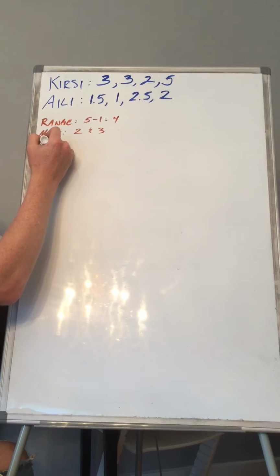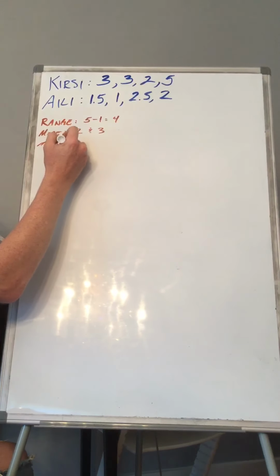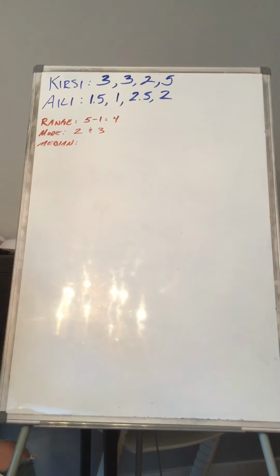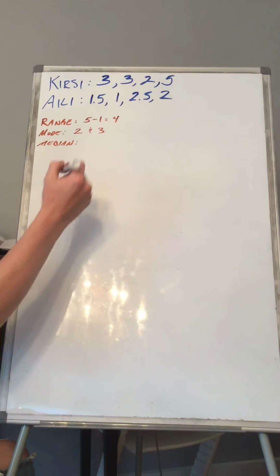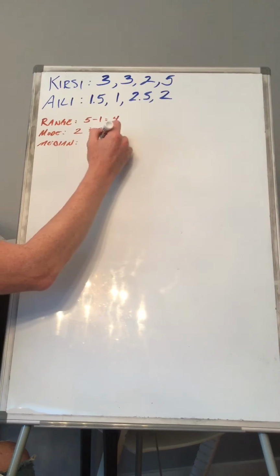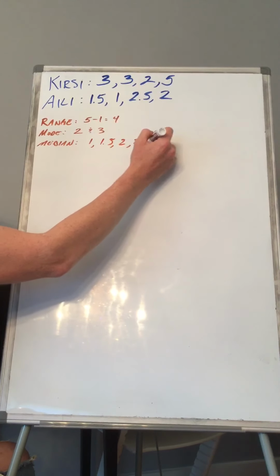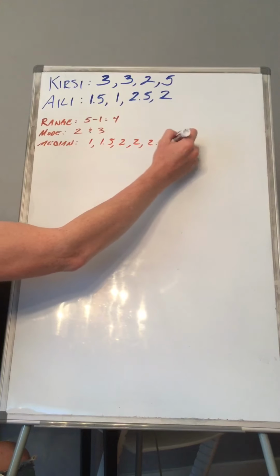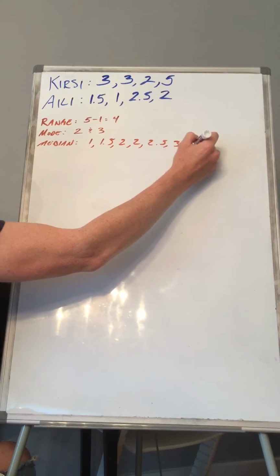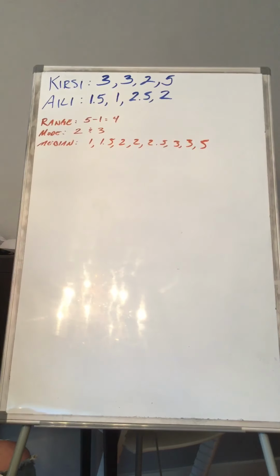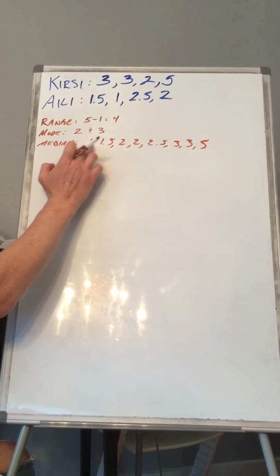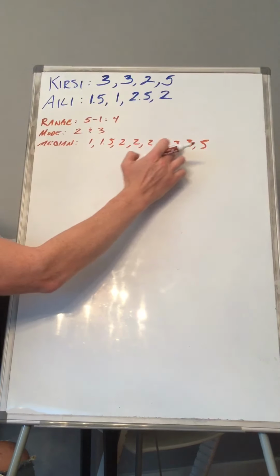The median would, when we put these in order, from least to greatest or greatest to least, and find the middle value. So we have 1, 1.5, 2, 2, 2.5, 3, 3, 5, and I should have 8 numbers. Just make sure I didn't miss one. 1, 2, 3, 4, 5, 6, 7, 8.